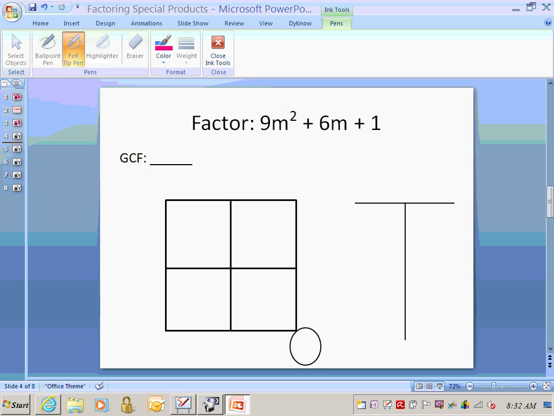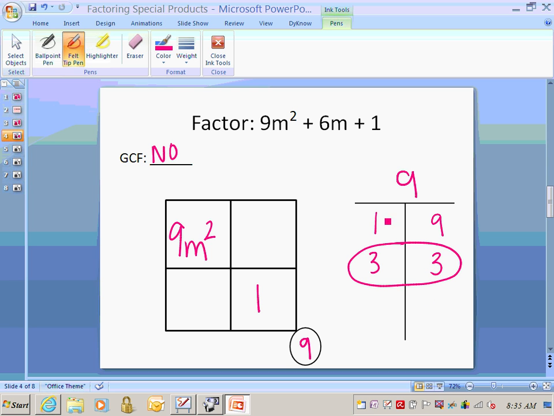Work it out. Okay, what was the GCF? No GCF, right? So I've got 9m squared, 1. What goes in my circle? 9. So I've got 9 up here, so I've got 1. So I'm going to choose the 3, 3.